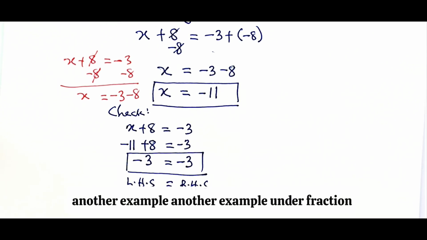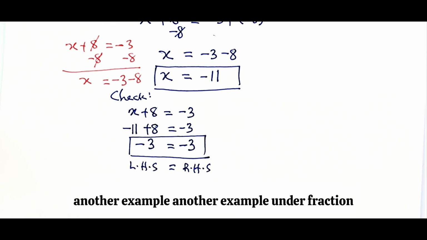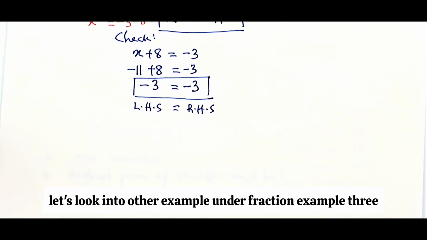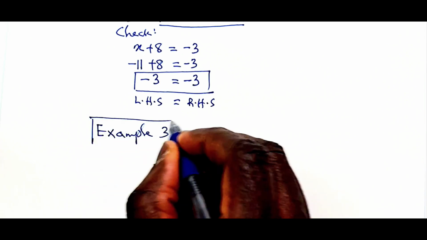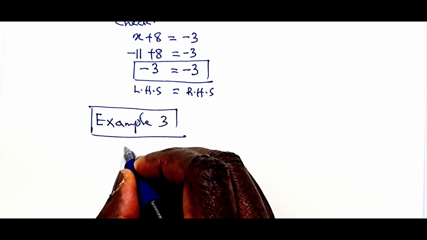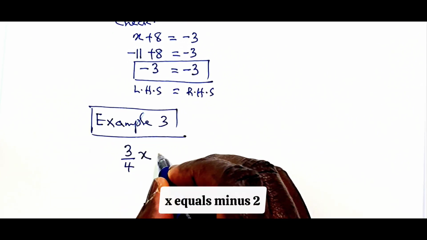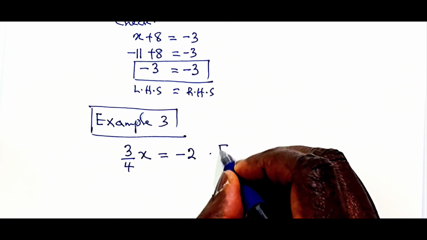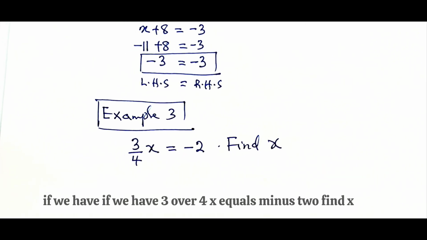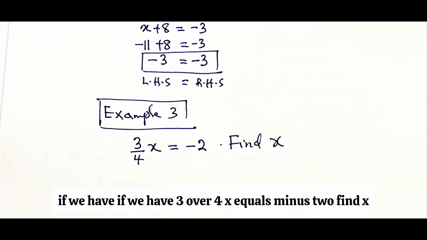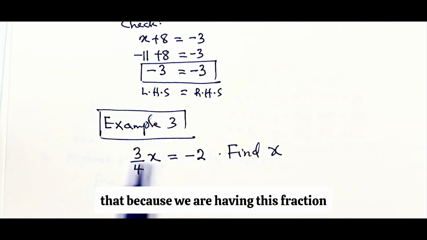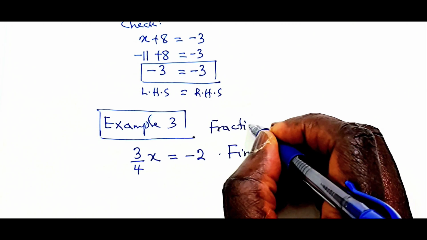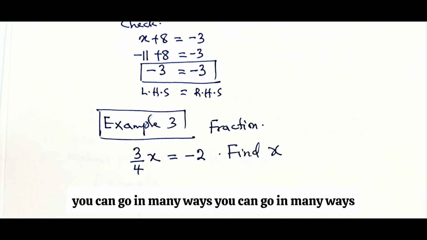Can we look at another example under fraction? Let's look into another example under fraction. Example 3. What if we have 3 over 4x equals minus 2? Find x. If you have 3 over 4x equals minus 2, find x. So what you should think about is that because we are having this fraction, you can go in many ways.